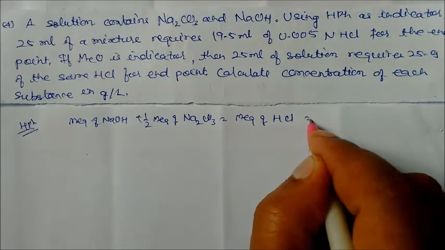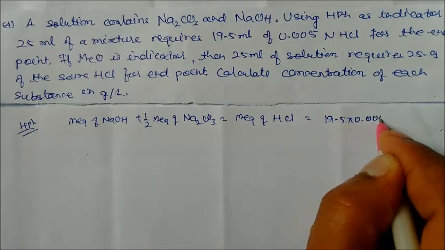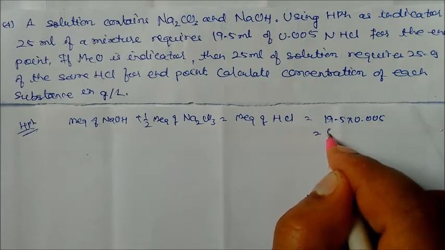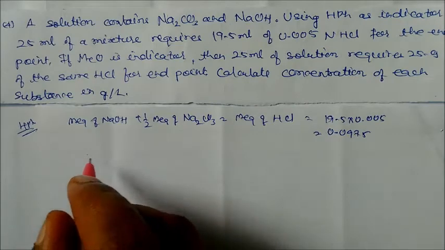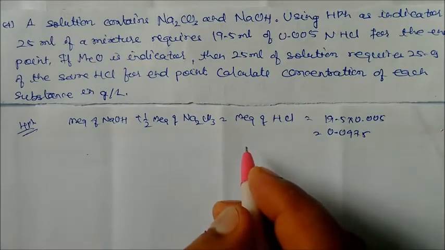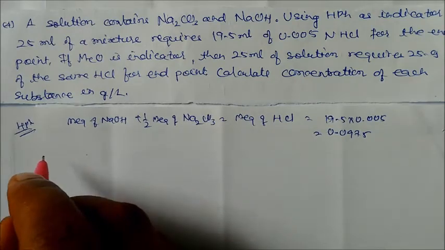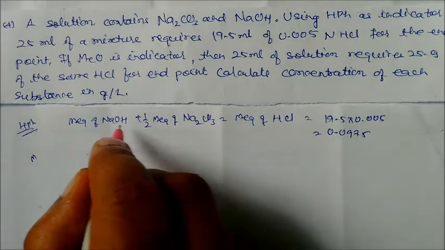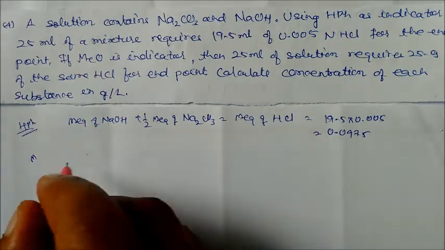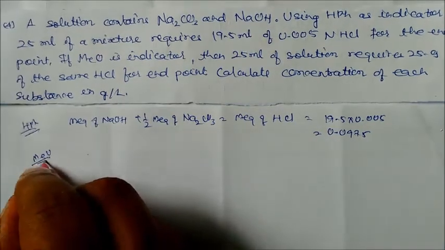So how much is this? This is given here: 19.5 multiplied by 0.005, which is nothing but 0.0975. Okay, so from here we can find it. Now we can use methyl orange, because here we can't get the data properly. For sodium hydroxide, 2 is given here, so let us go for the methyl orange.